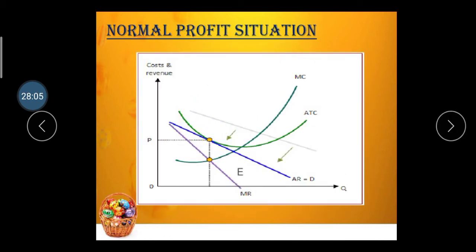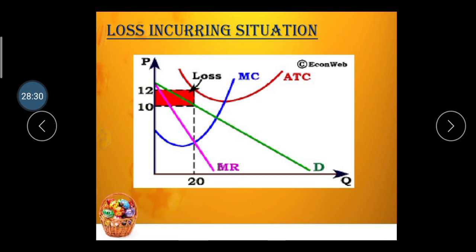Then normal profit. You can easily understand it when your average cost and your average revenue are both equal. Here you see the marginal cost and marginal revenue are equal, and your average total cost and average revenue are equal. Then the loss incurring situation, where your average total cost is higher than your average revenue. Here your average revenue is lesser than your average total cost, so this area is considered your loss situation.